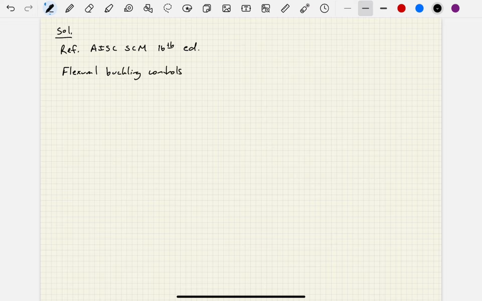controls. Okay, now if you remember, when we deal with column buckling of steel sections, there are three typical limit states that we need to keep in mind. One of them is flexural buckling. The second one is torsional buckling. And the third is flexural-torsional buckling.